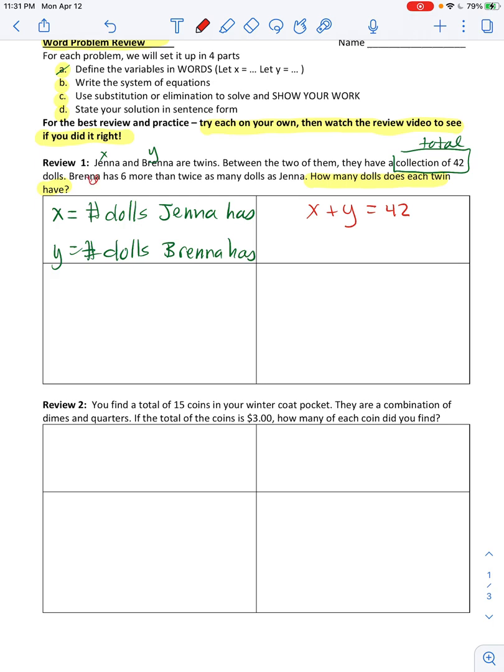Brenna, who is Y, has 6 more than twice as many as Jenna. Okay, so Brenna has 6 more than twice as many as Jenna. Well, if Jenna's X, twice as many would be 2X, and 6 more than that would be plus 6. So this one's set up to do substitution really easily. This can sub in for Y because they're equal.